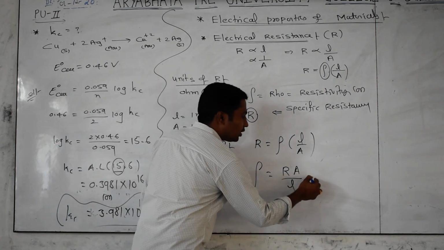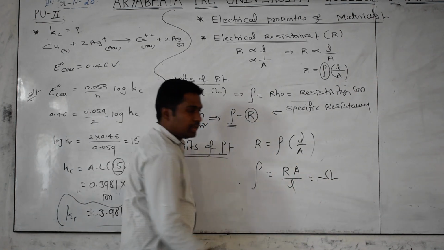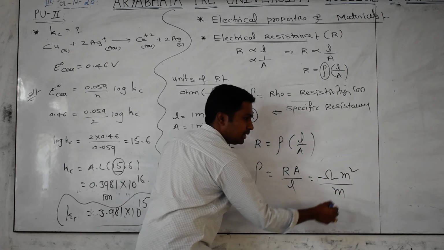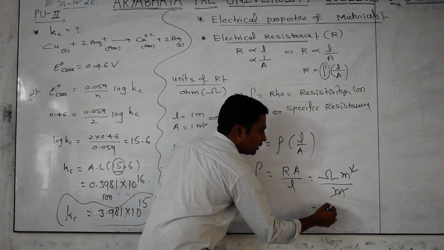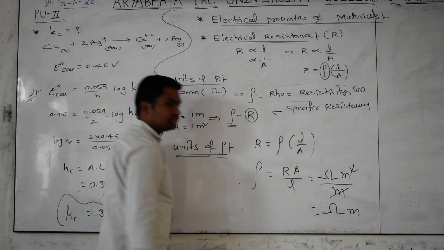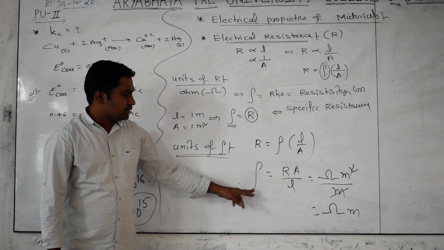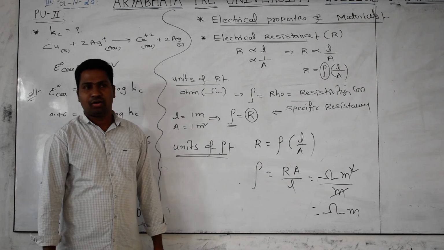What is the unit of R? Ohms. Area units are meter square, and length will be meter. Cancel here. We are getting ohm meters. The resistivity or specific resistance unit is nothing but ohm meters. All of you getting or no?